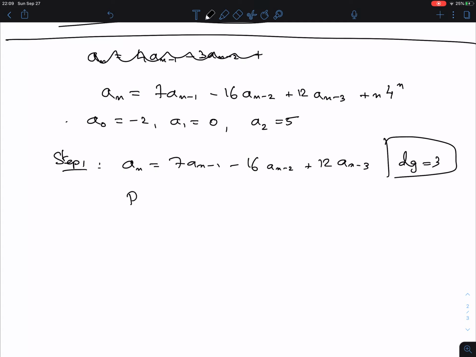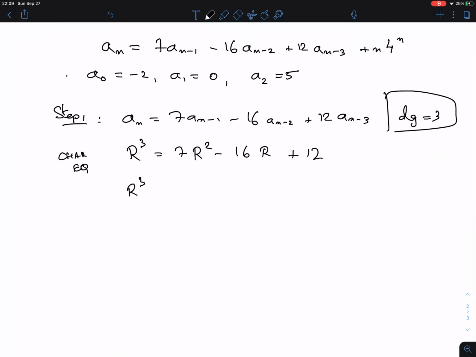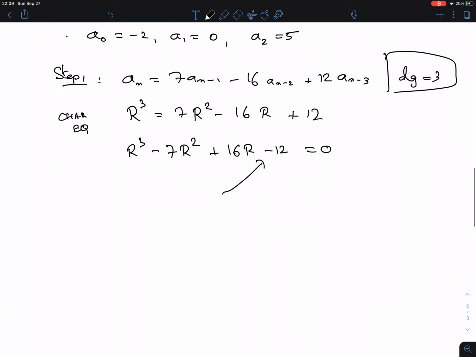So we know that the characteristic equation is going to be of degree 3, and so we go down with powers of r. This is what we get. Then we have to solve this, bringing the rest onto the other side is 0. Okay, so to solve the roots, we have to look for the divisors of minus 12.